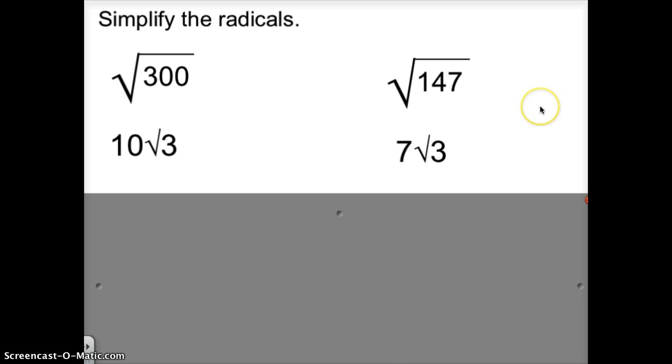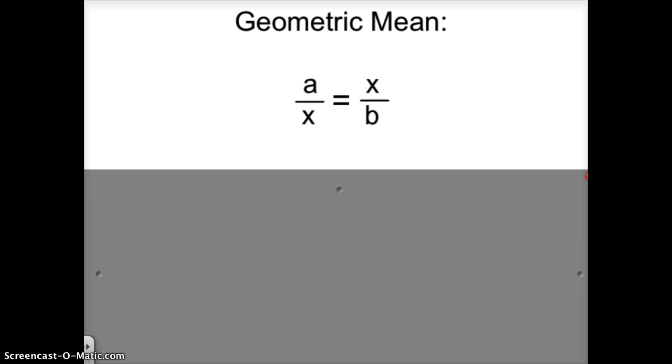All right, hopefully you got 10 root 3 and 7 root 3 for the 2, as you found that in 300 there's a perfect square of 100, and in 147 there is a perfect square of 49. So we have those two simplified there. The geometric mean is different than the algebraic mean. The geometric mean is taking two numbers a and b and finding the means of those as if they were extremes in a proportion.